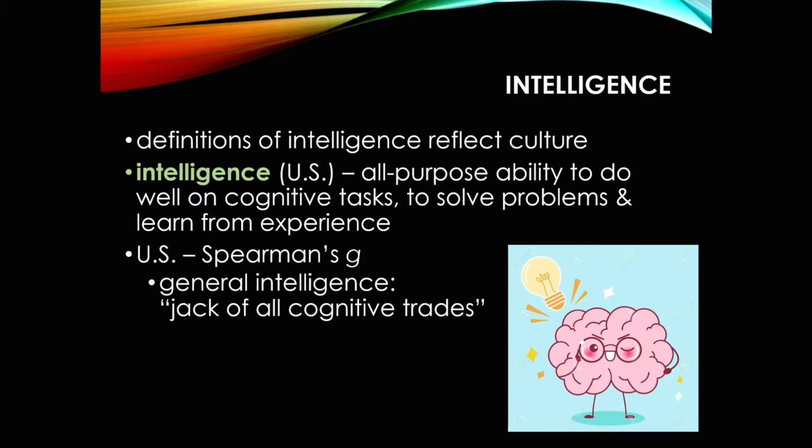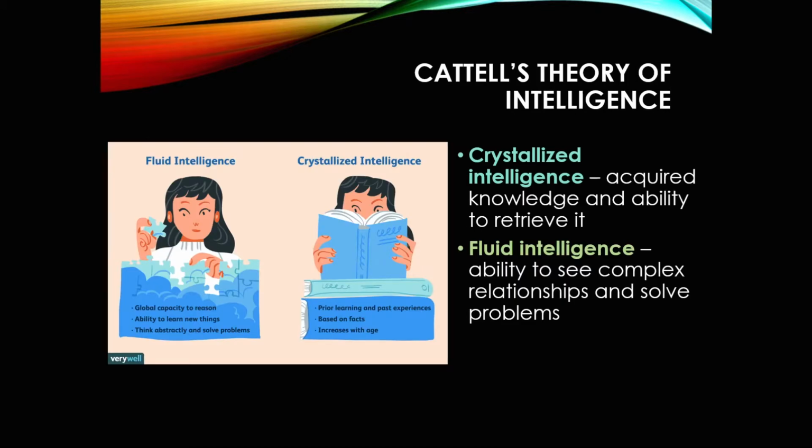In the US, one of the very first people who started to discuss intelligence was somebody named Spearman. And he came up with Spearman's G, which just represented general intelligence. And this was really thought of as kind of the jack of all cognitive traits. So if you think of being very analytical, problem solving, that's sort of what we tend to think of as intelligence in the US, or at least traditionally, it's what we've thought of. There are many theories of what intelligence is.